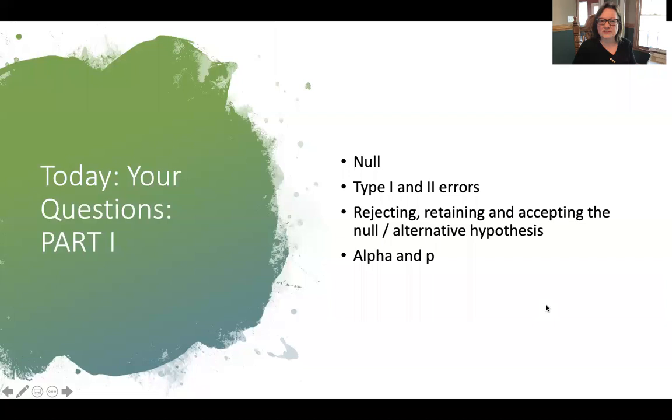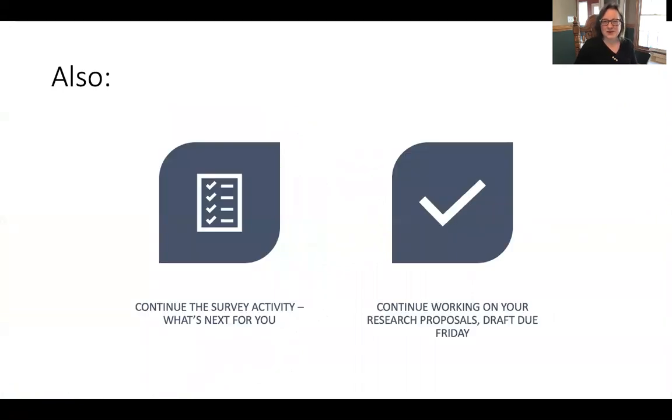we're going to look at questions about the null hypothesis, questions about type 1 and type 2 errors. What is this about retaining, rejecting, accepting, all of that with the null and the alternative hypothesis? What is the alpha level? What is P? Those sorts of things. All right, so this, I'm hoping, is review for some and clarification for some. It should not be new material because we've gone over this.